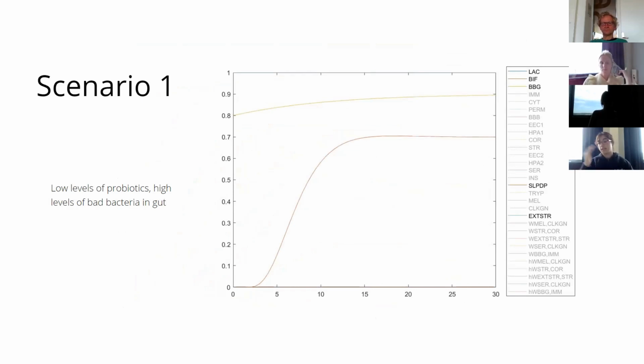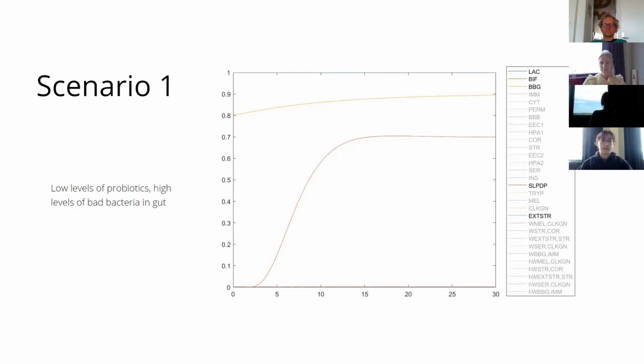And since the EEC2 pathway is completely inactive, we do not have any such effects on tryptophan availability, melatonin production, or the clock gene regulation, which is done by the good bacteria. And like we mentioned, our external stressor, or the X20 state, is 1 throughout our scenario.